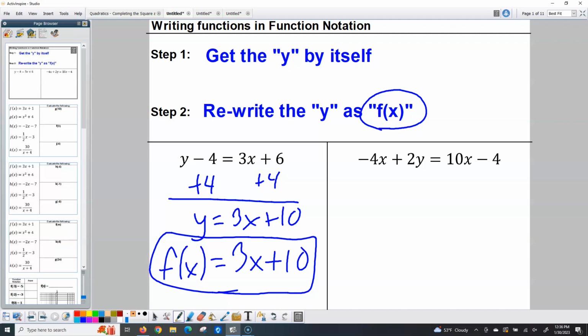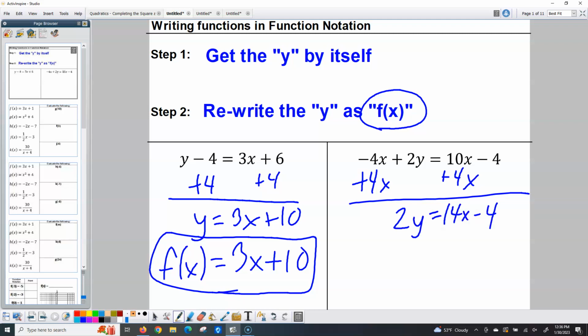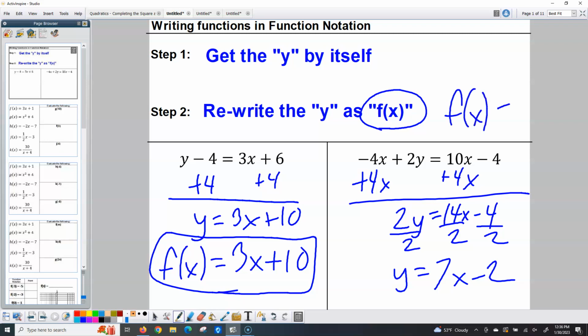We're going to use that f of x to show different things with functions. This next one, got to get y by itself, so I'm going to bring this 4x over here. That would leave me with 2y equals 14x minus 4. And then I just want y by itself, so I'm going to divide everything by 2. That by 2, that by 2, and that by 2. That would leave me with y equals 7x minus 2. And I'm going to change that y to f of x. So f of x equals 7x minus 2 would be my final answer in function notation.